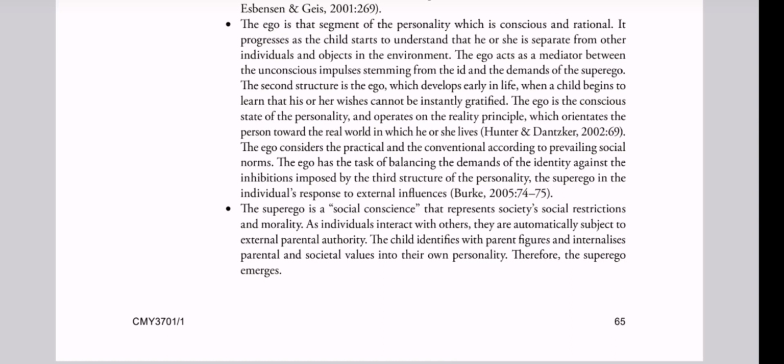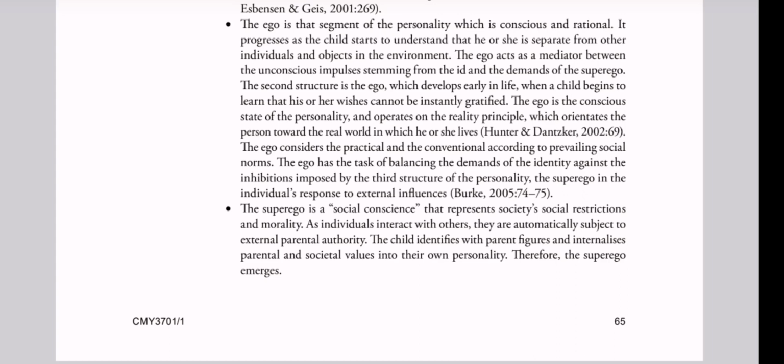Ego. The ego is that segment of personality which is conscious and rational. It progresses as the child starts to understand that he or she is separate from other individuals and objects in the environment. The ego acts as a mediator between the unconscious impulses stemming from the id and the demands of the superego. The second structure, the ego, develops early in life when a child begins to learn that his or her wishes cannot be instantly gratified.